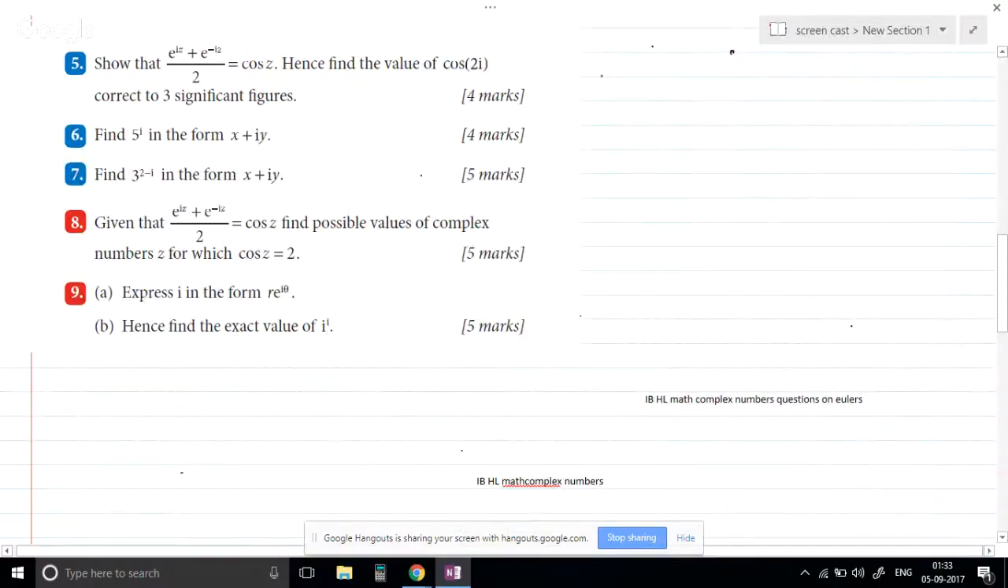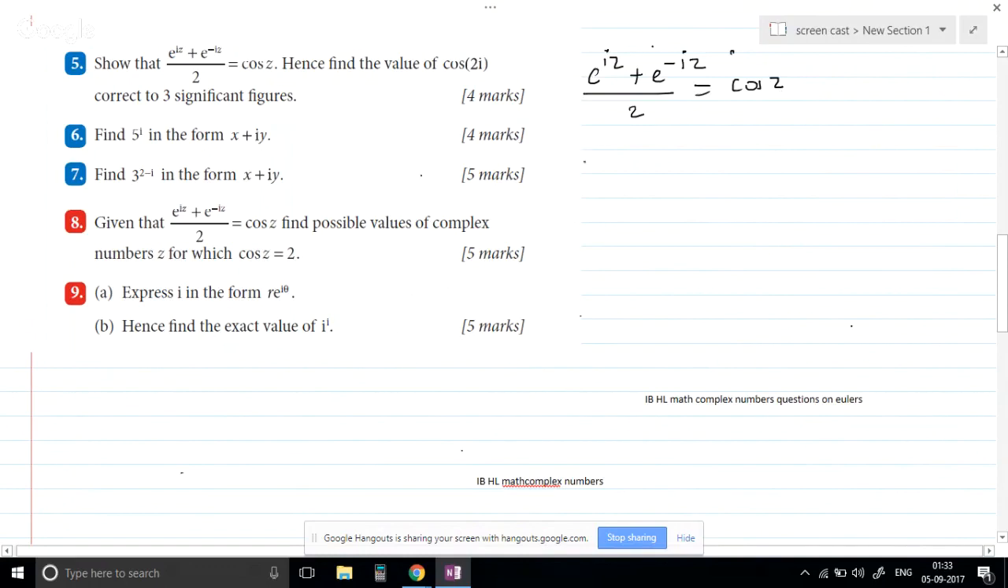Learn Euler's form of complex numbers. Now the first question we are going to solve here is: e to the power iz plus e to the power minus iz, the whole thing divided by 2, is equal to cos of z. This is what we have to show.